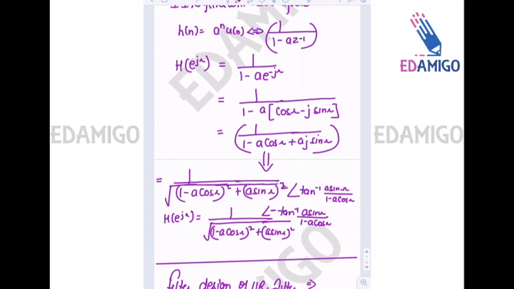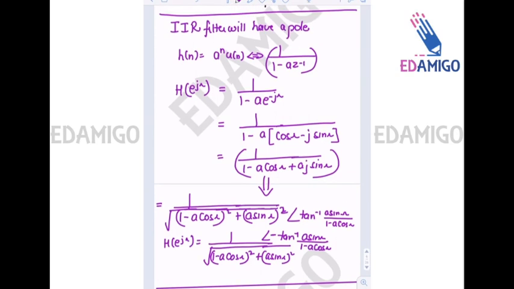Now similarly, whenever there is a finite location pole in H(z), then in no case can you get a linear phase of H(z) or a linear phase of H(e to power j sigma). You will never get that. So what is the meaning of linear phase?